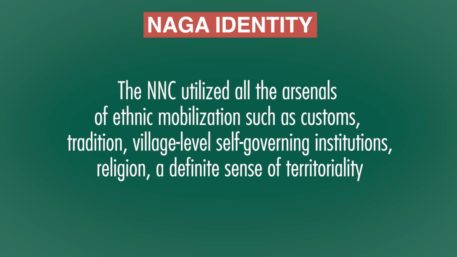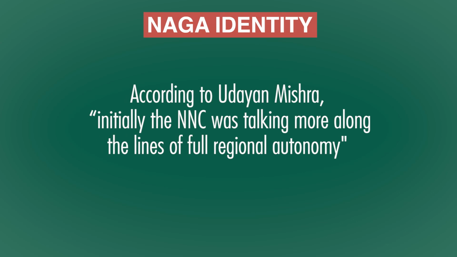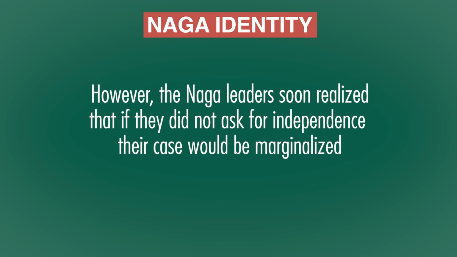The Naga National Council, which was a representative body of the Nagas, utilized all the methods at their disposal such as custom, tradition, village level governing institutions, religion, and a definite sense of territoriality in order to ignite the idea of a separate Nagaland. According to notable scholar writing on Northeast India, Udayan Mishra, initially the NNC was talking more along the lines of full regional autonomy. However, the Naga leaders soon realized that if they did not ask for independence, their case would be marginalized.